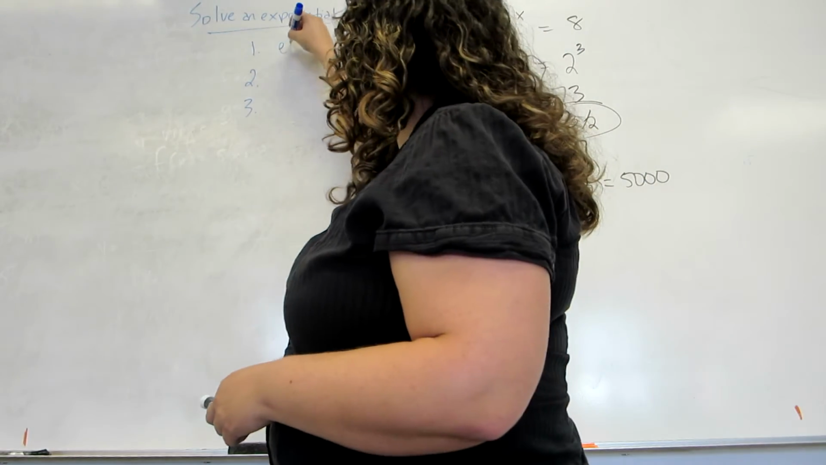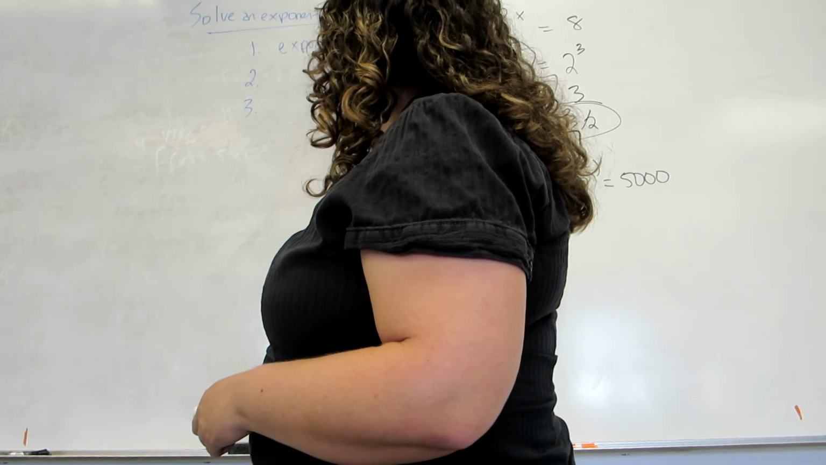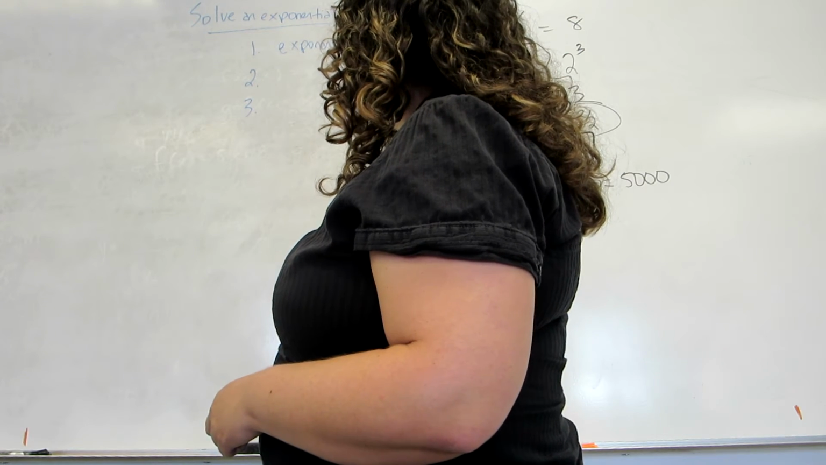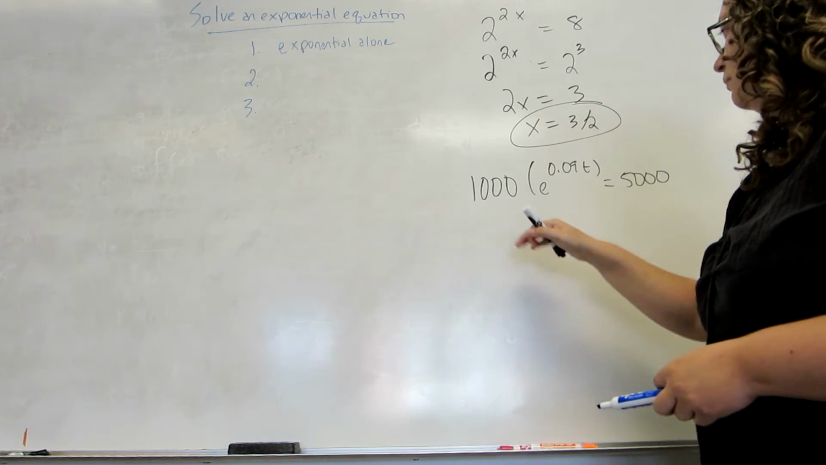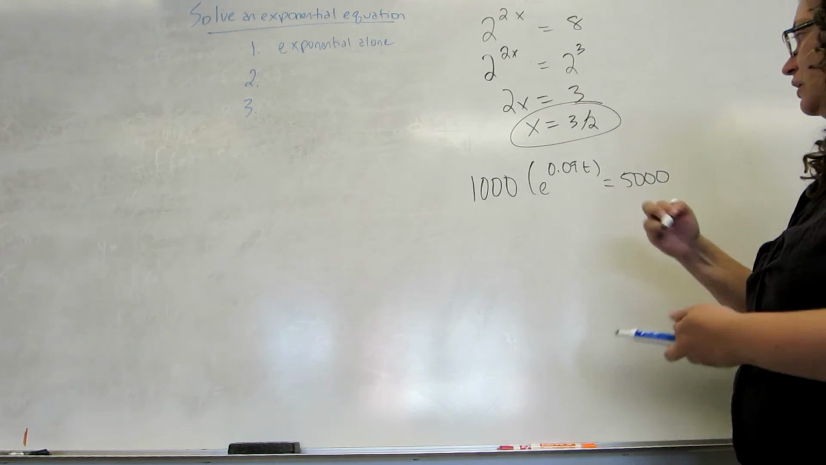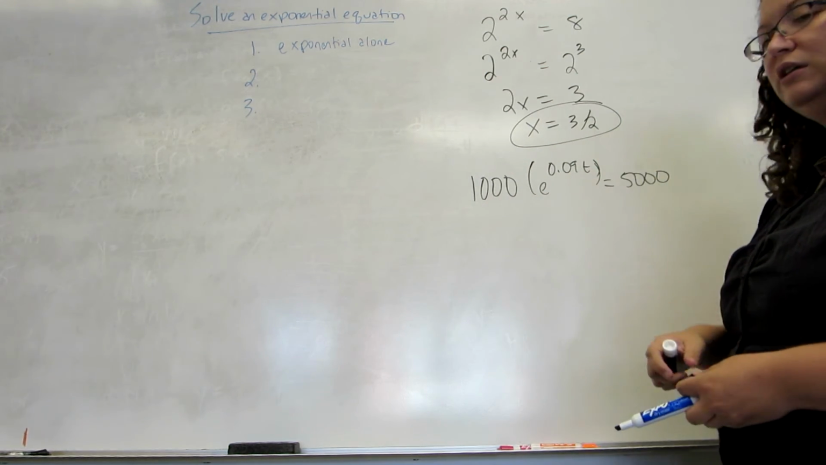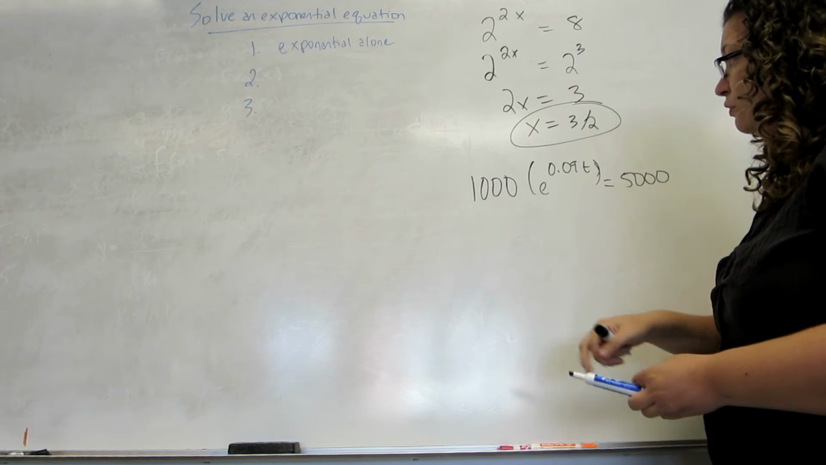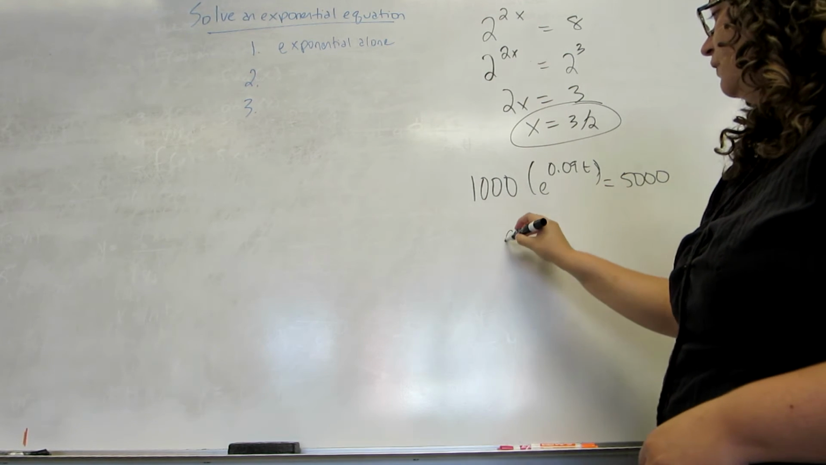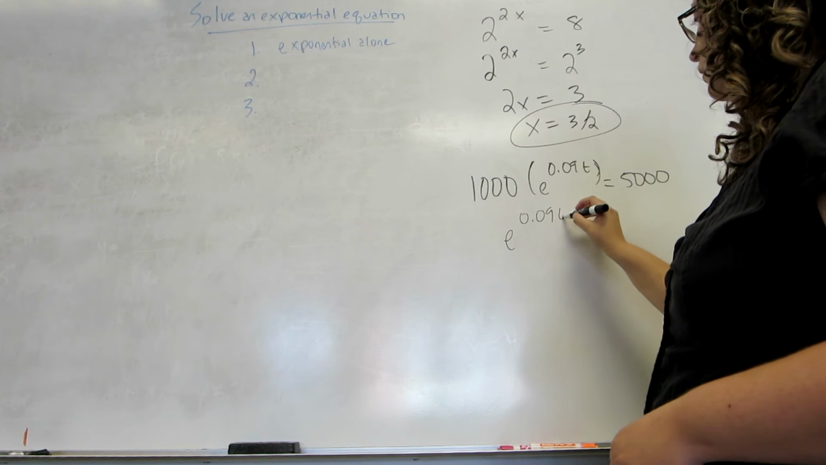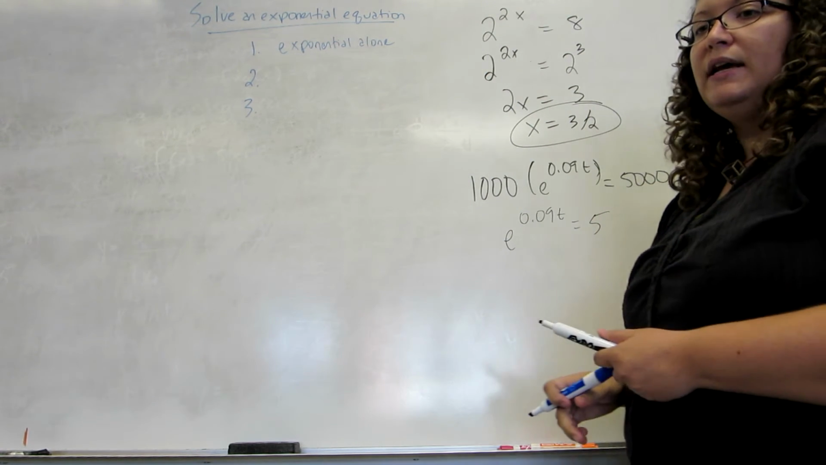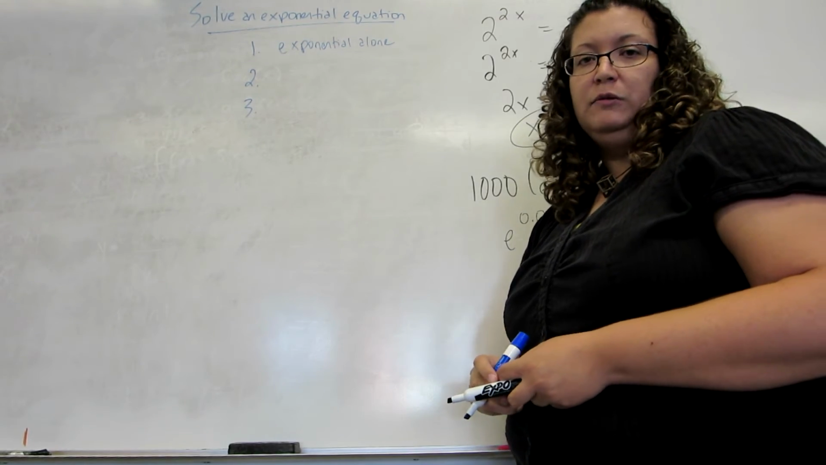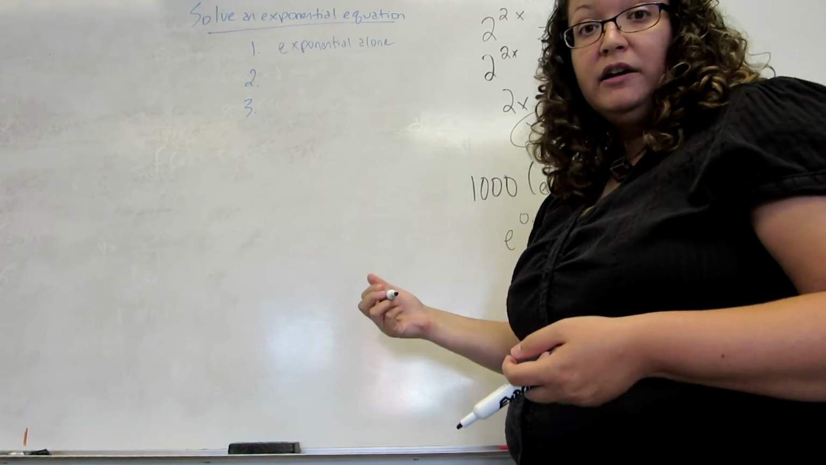The first step is to get the exponential totally alone. So in our example, the exponential is the e to the 0.09t. We want it alone on one side of the equation, so I'm going to divide both sides by that 1,000 to get it alone. The second step to solving a generic exponential is to get rid of the exponential.